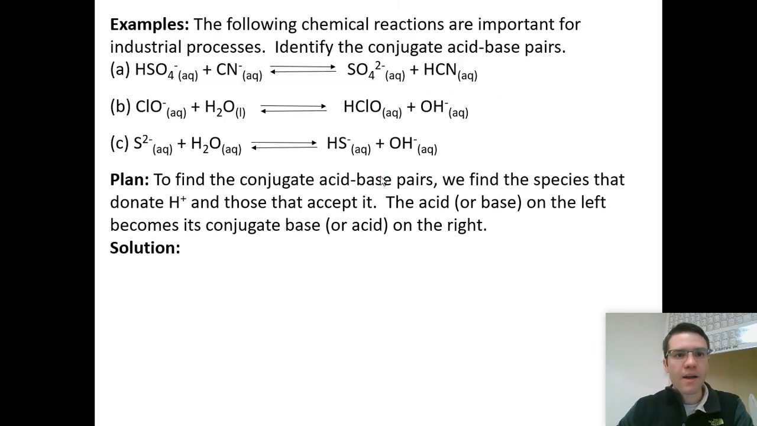So just for practice here, see if you can pause the video here and solve for what the conjugate acid-base pair is for each of these three chemical reactions.